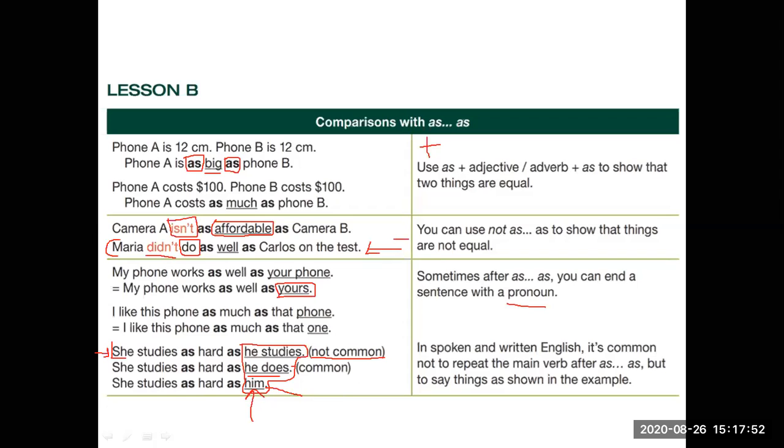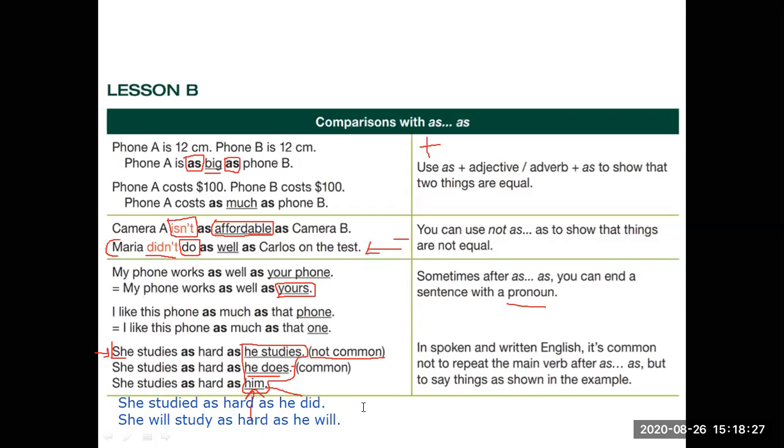She studied, right, in past, as hard as he did. Okay. Excellent. And also, if you are going to talk about the future, she will study as hard as he will. Right. So we can use past, present, future. Okay. And that's it.